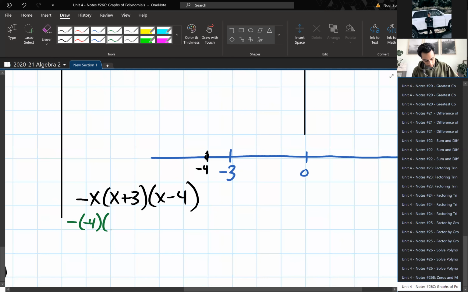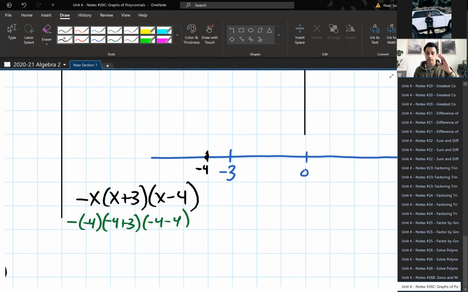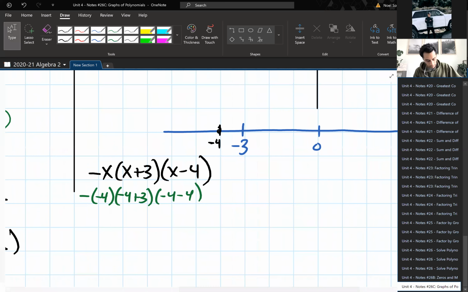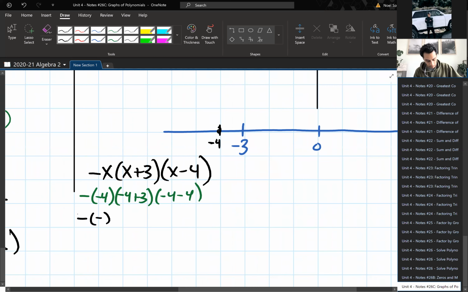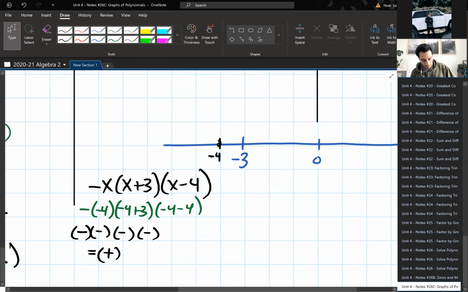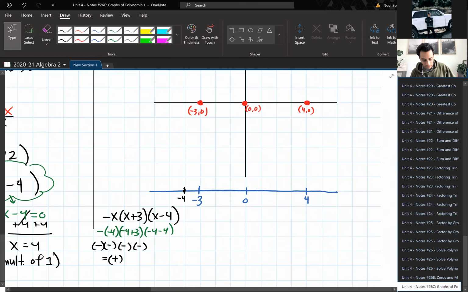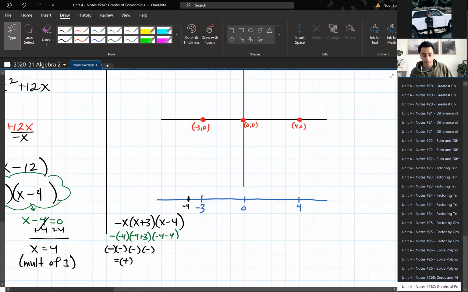Then I plug in negative 4. Then negative 4 plus 3. And then negative 4 minus 4. Okay, so a lot of negatives, a lot of moving parts. Let's just keep track of whether it's a positive number or a negative number, right? Negative on the outside, negative 4. Negative 4 plus 3, that's another negative. Negative 4 minus 4, that's another negative. So what you end up with is negative times negative times negative times negative. That actually ends up being a positive, okay? There's a positive number here. So that means that our graph will begin where? Above or below the x-axis on the left side of negative 3.